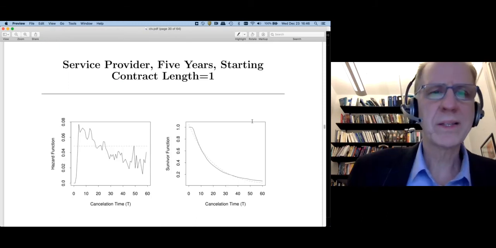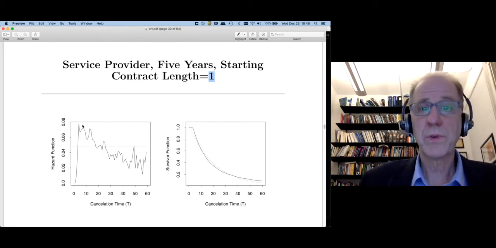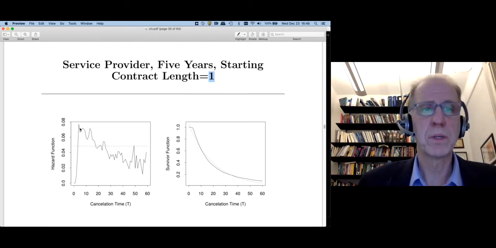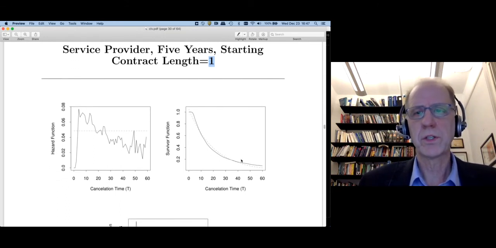We can further break this out by contract length. You can see that even with the 1-month contract length, the hazard function is not constant. You have a much higher churn probability at the beginning that declines the longer a customer has been with you, the more loyal that customer becomes. Despite that, the survivor functions are about the same, so your lifetime value estimates should be pretty similar.